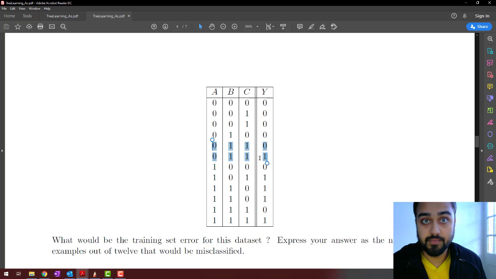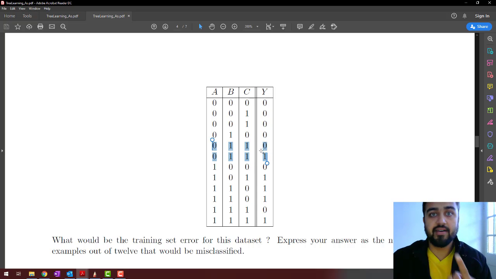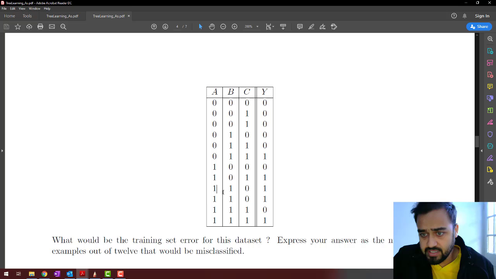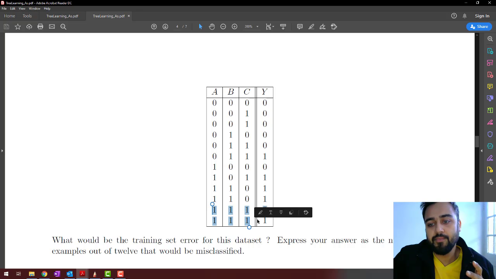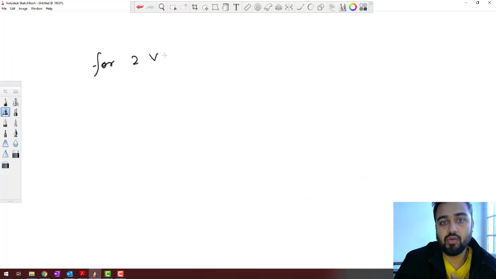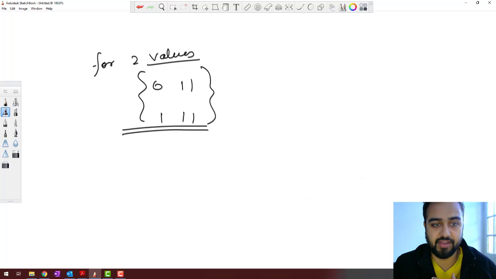Should it classify it as 0 or should it classify it as 1? Similarly, that makes a number of errors in our classification. That is, when we encounter anything with 011, we will encounter a misclassification problem. Now continuing down the table, you see 110, 1, 110, 1. But in the last two samples, that is 111, you get two different classes, 0 and 1. So therefore, for two values, that is 011 and 111, the classifier or the decision tree will have a misclassification problem.